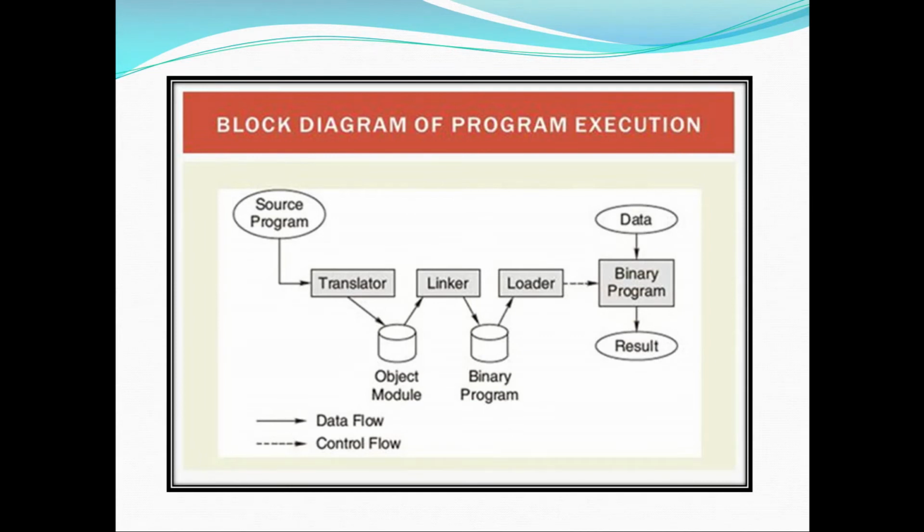You can see this diagram. We have the source program. It goes to the language translators. Three kinds of language translators are there: the compiler, the assembler and the interpreter. After the translation, object modules are generated. These different kinds of object modules are linked up with the help of the linker. The linker gives this executable module in the form of binary programs to the loader, and the loader is responsible for loading the program into the main memory.